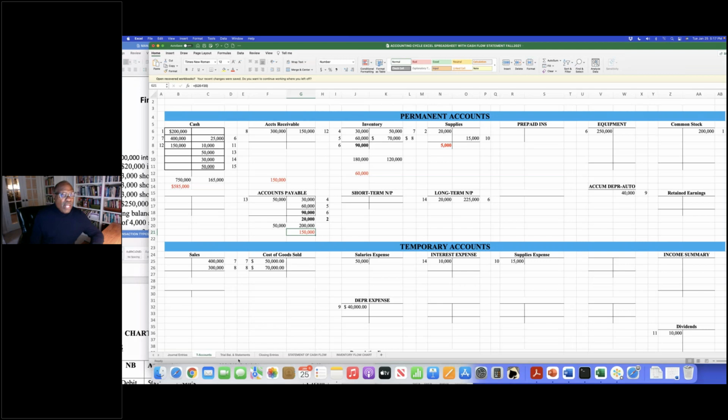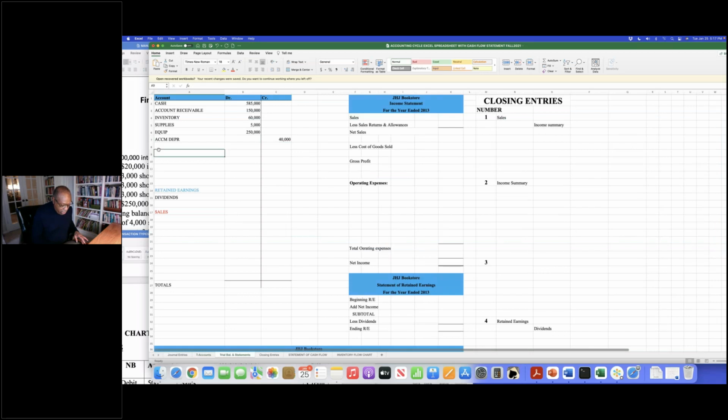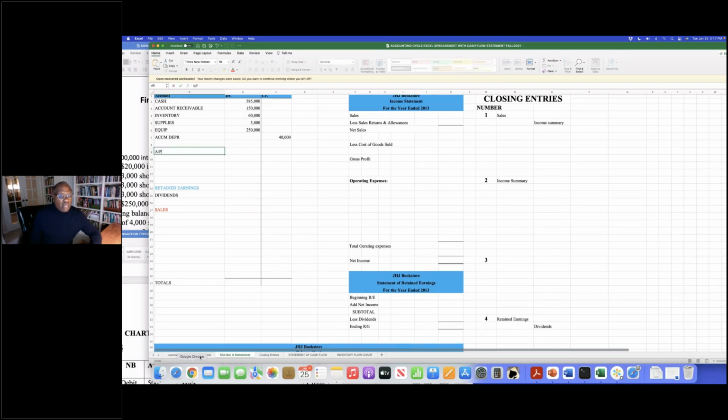I'll skip a line just in case I left something out. But accounts payable, so accounts payable was what? 150,000.